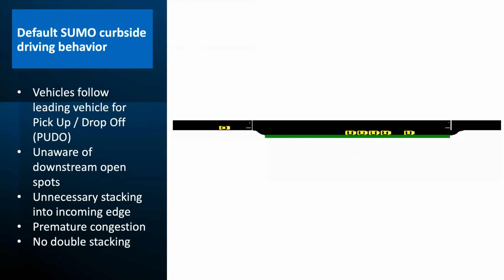This is an animation that we recorded from SUMO with its default curbside driving behavior, basically letting vehicles park on the side. You will see the vehicles follow each other, and they don't know what happened downstream, and they will have a big queue there.